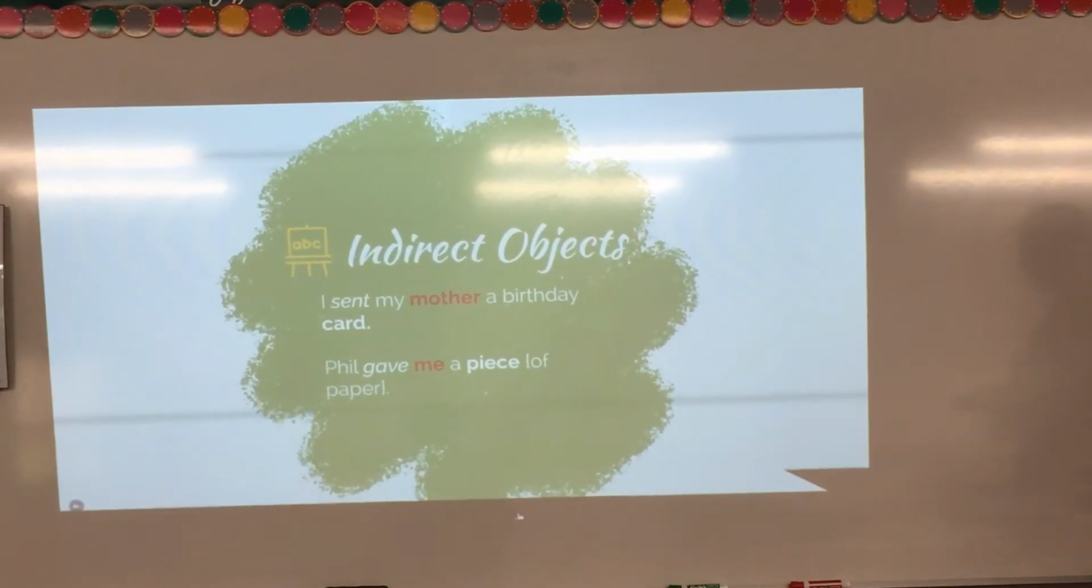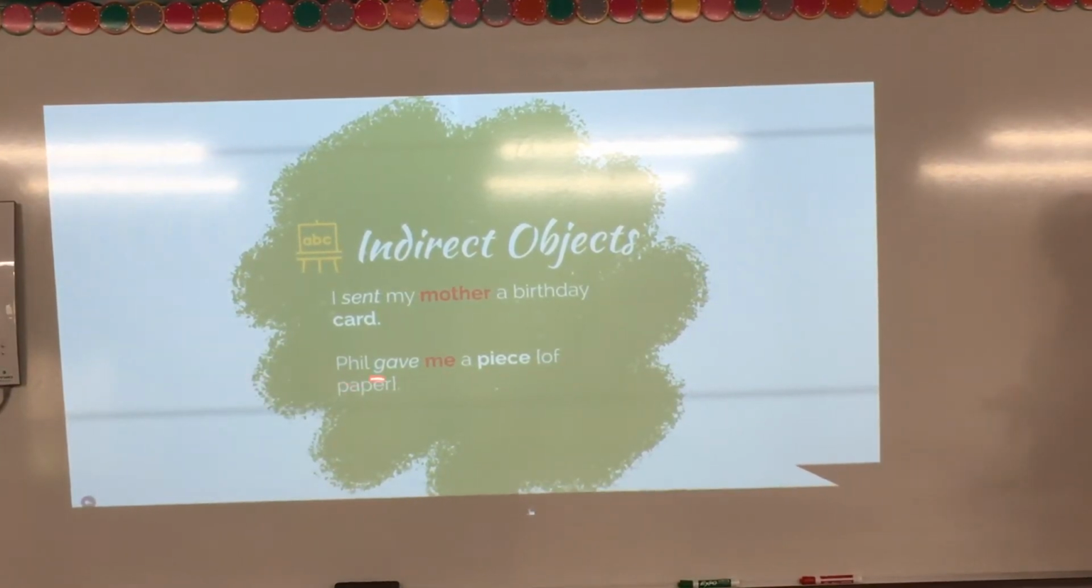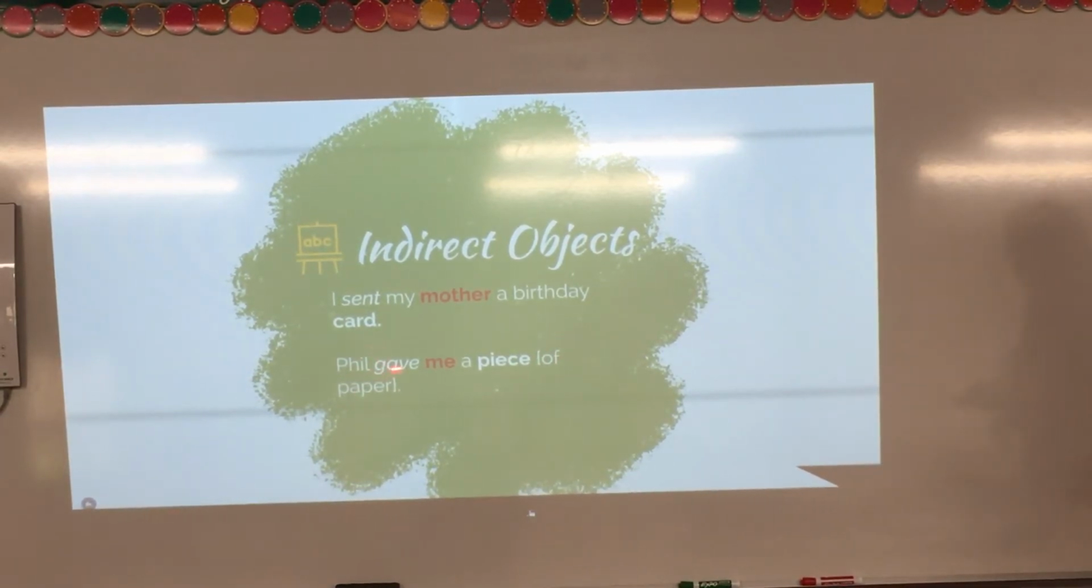All right, let's look at our second example. Phil gave me a piece of paper. Okay, first step, find our verb, gave. And we know it's not going to be paper. Why? Because look, this is a prepositional phrase. Of is a preposition. That's not where your indirect object is going to be. Gave, what's the direct object? Piece, right here. Gave a piece for whom? To whom? Me. So there's our indirect object sandwiched between the action verb and the direct object.